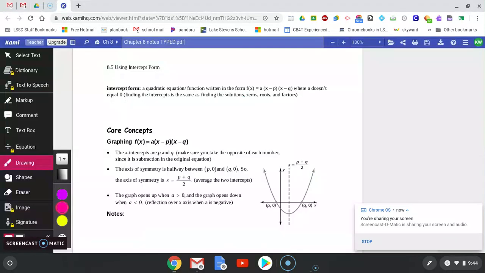Okay, today we're doing 8.5 using intercept form. So we're going to be looking at intercept form now. We've learned our standard form of quadratic equations. The last lesson we had our vertex form, and now we're going to be looking at intercept form.